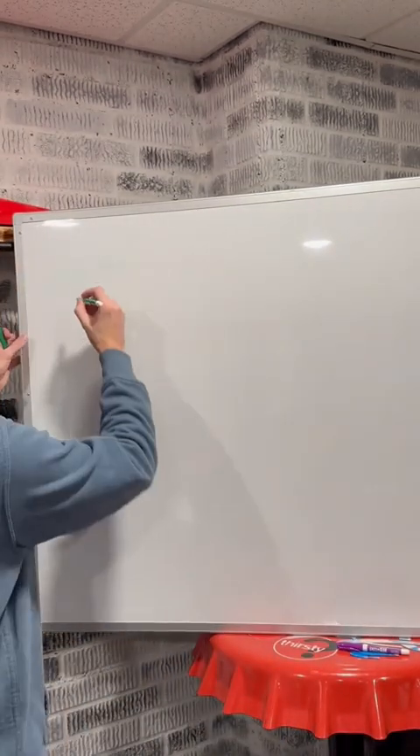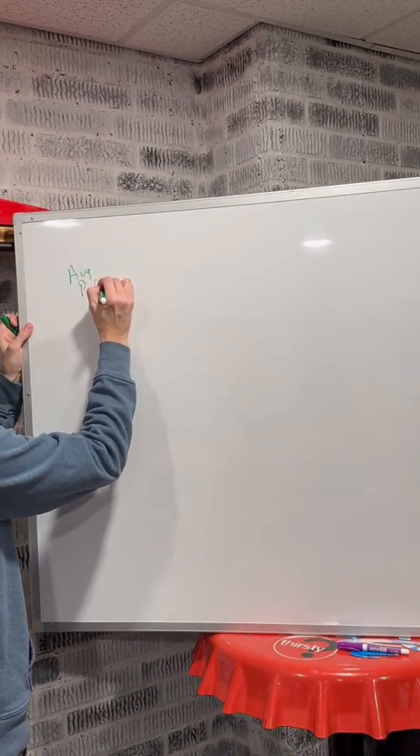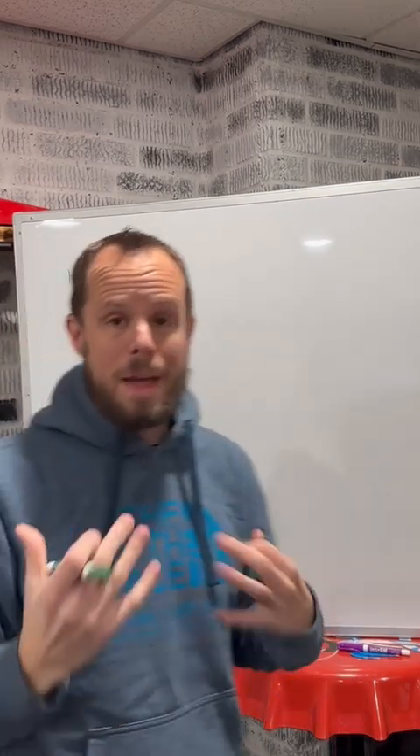The first is your average profit per item. You're going to have to calculate that. And for this example, our average profit is going to be $10. So that means for every item that we sell, we make $10.